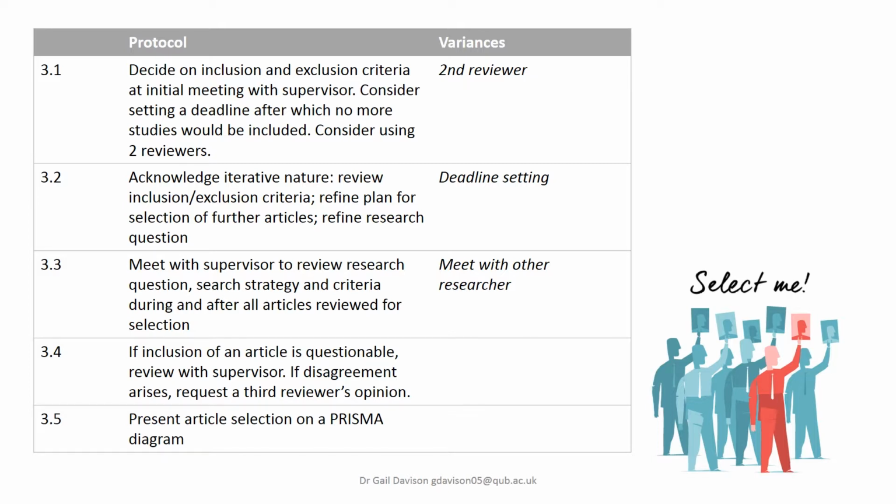After going through all the articles and including and excluding, you then need to present this information on a Prisma flowchart. For the articles that you have reviewed, really for the articles that you've excluded, you need to stipulate why you have excluded these. So variances here might be that you don't have a second reviewer, might be that you don't think it's necessary to set a deadline where no other articles are to be included, and you might decide to meet with another researcher as well as your supervisor.